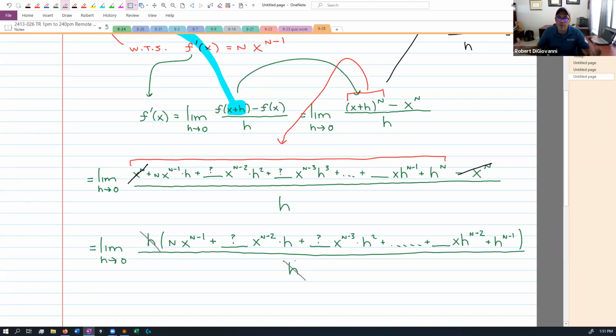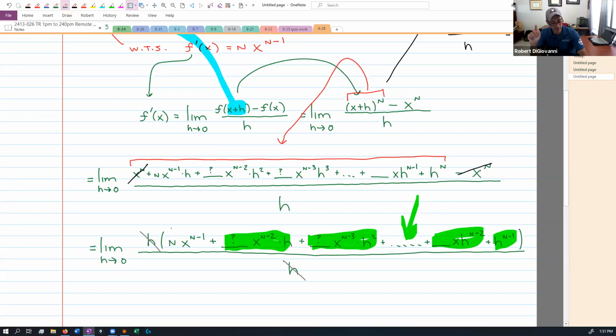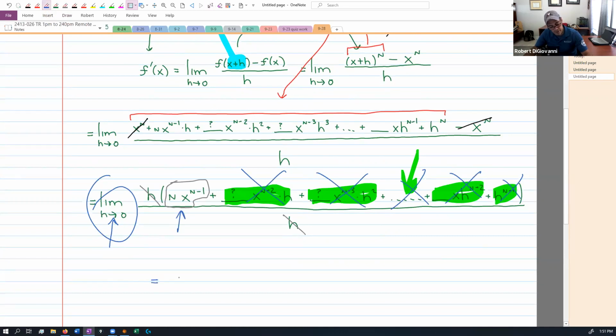And now the very important understanding point, which is that every single term in green, including everything in the dot, dot, dot, everything there has an h, doesn't it? All of those pieces have h's. The only thing that doesn't have an h is this guy right here. So now I let h go to 0, don't I? I take the limit. And when I let h go to 0, it kills that, kills that, kills that, kills everything in here. And the only thing left is this. So your answer is n x to the n minus 1.